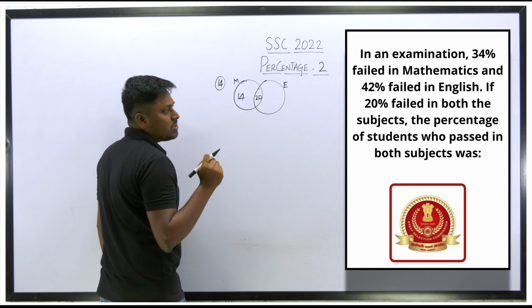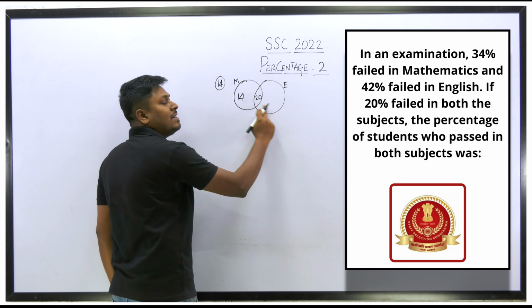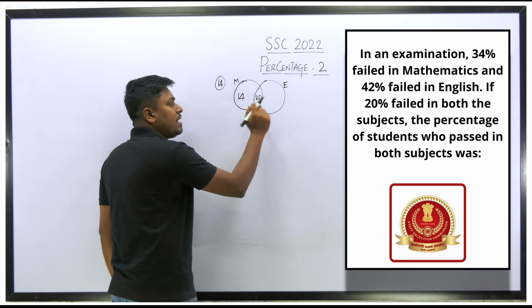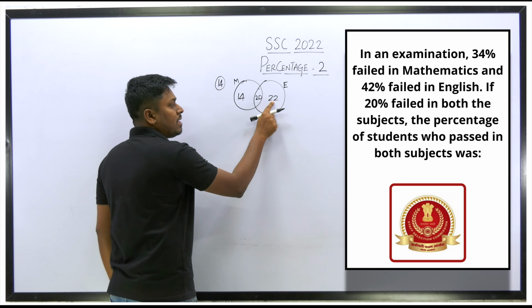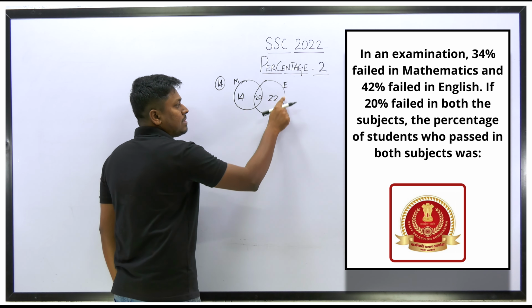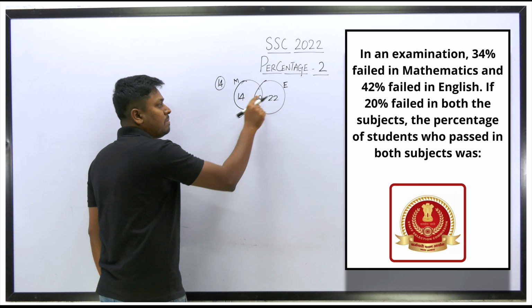Similarly English, right? How much percentage for English? 42. So 42 percent of students failed in English. Already we have written 20 here, so the remaining will be 22. Then we can say 20 plus 22 is 42, the total circle for English. So the total number of students who failed in English is 42.